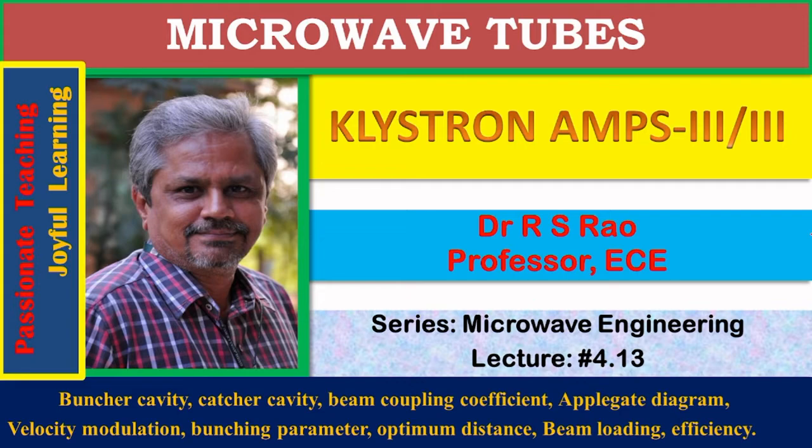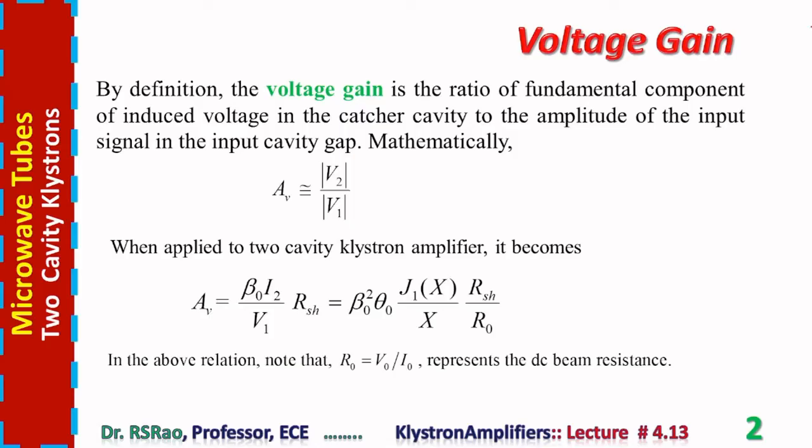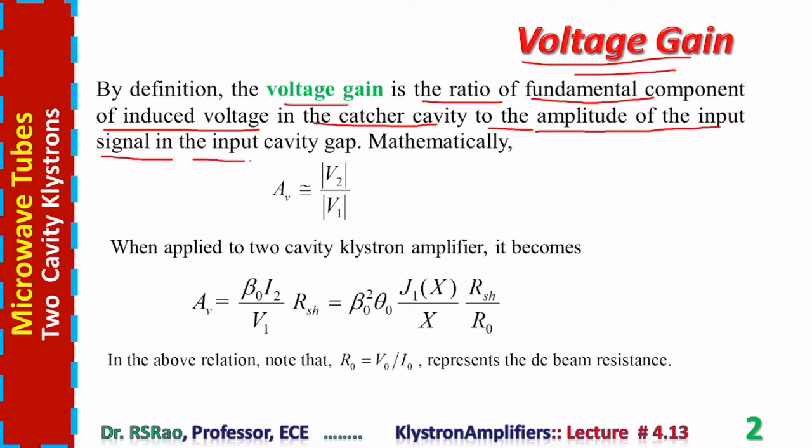Now let us move to the core session. We begin with the voltage gain. By definition, voltage gain is the ratio of the fundamental component of induced voltage in the catcher cavity to the amplitude of the input signal in the input cavity gap. Notice this is the definition that is applicable to Klystron amplifiers.